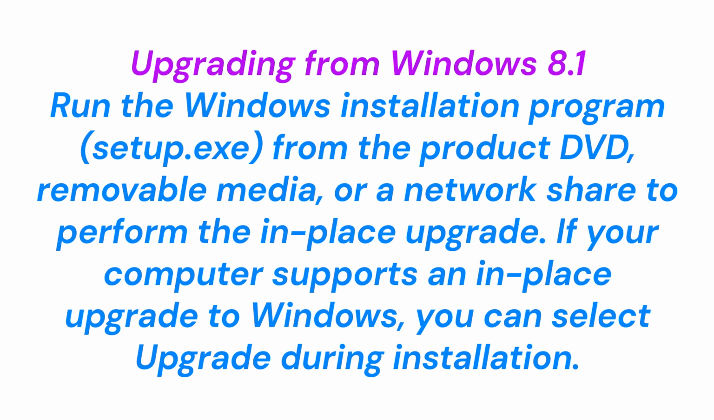Upgrade. After evaluating your computer requirements and backing up your data and personal settings, you're ready to perform the upgrade. Upgrading from Windows 8.1. Run the Windows installation program, setup.exe, from the product DVD, removable media, or a network share to perform the in-place upgrade. If your computer supports an in-place upgrade to Windows, you can select Upgrade during installation. The installation program prevents you from choosing the upgrade option if an in-place upgrade is unavailable.